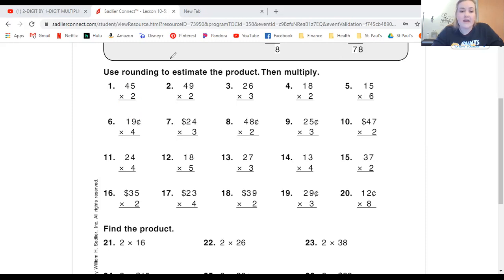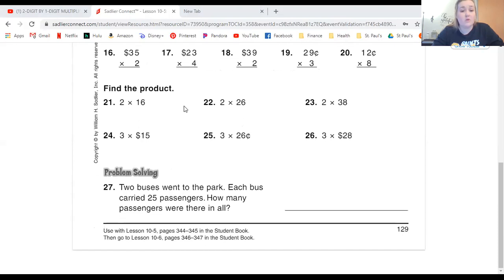Okay, let's go down to number 21. If you look here, they actually want you to organize it out. So let me show you what they mean. So here they wrote 2 times 16. So now what I'm going to do is write on the side 16, and then I'm going to do times 2. And then I can put that there. Okay, so now let's solve it. I'm going to first go 6 times 2 gives me 12. I put my 1 up there. Don't forget to regroup. And then 2 times 1 is 2, plus 1 gives me 3. So my answer is 32.